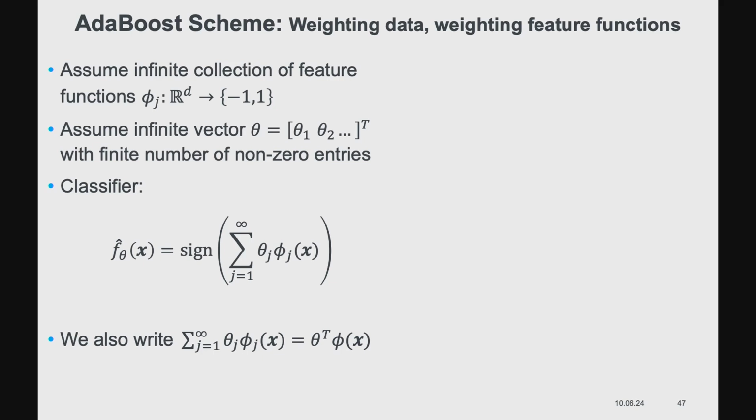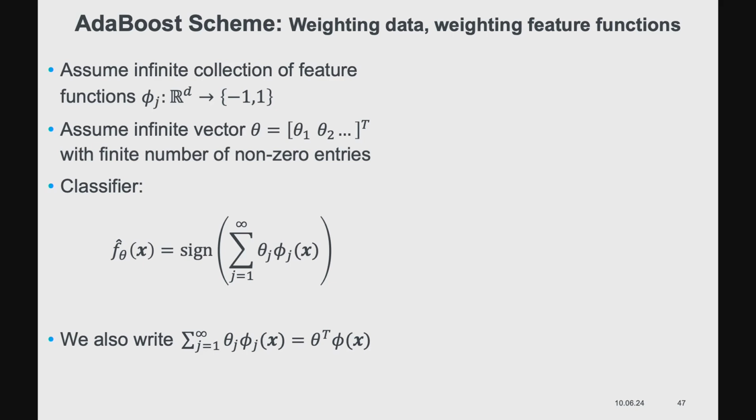And then our classifier that we want to achieve is this predictive model, f hat of theta, where we take the sine function and we add up all the feature functions in a weighted manner, because every feature function has a weight theta j when we provide such an object x. The sine function will give us either a -1 or a +1. That's our target.